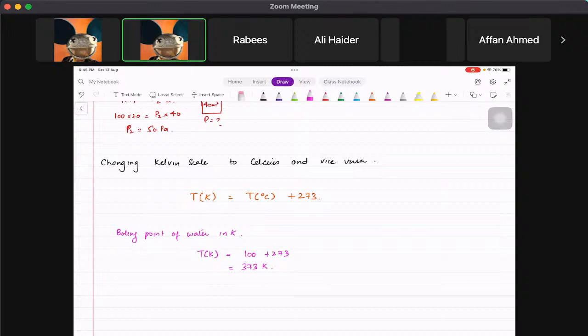Yes. Same goes with the melting point of water in kelvins. So if I want to find it, I will do temperature in kelvins would be equal to 0 degrees plus 273. So that means that 273 kelvins is equivalent to 0 degrees. Is it clear?